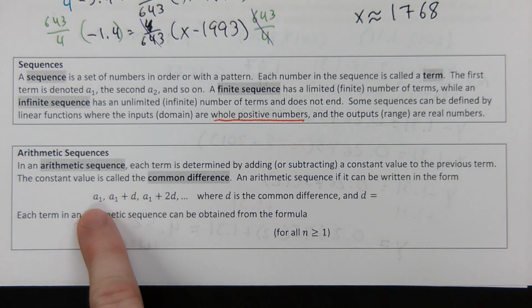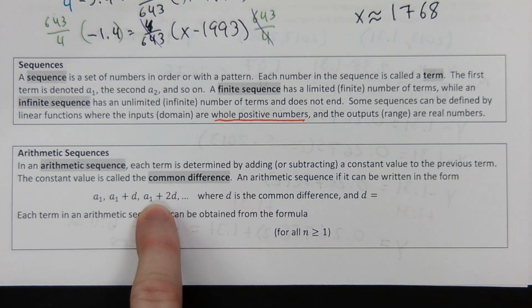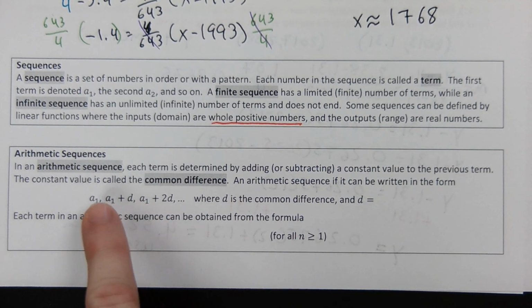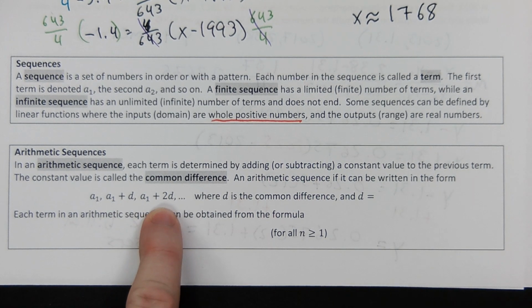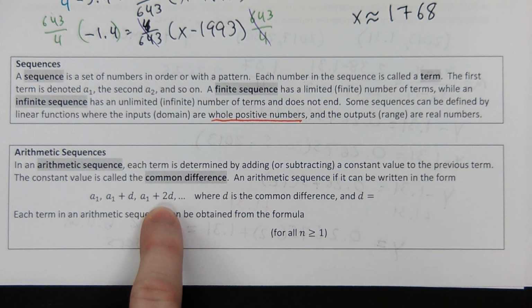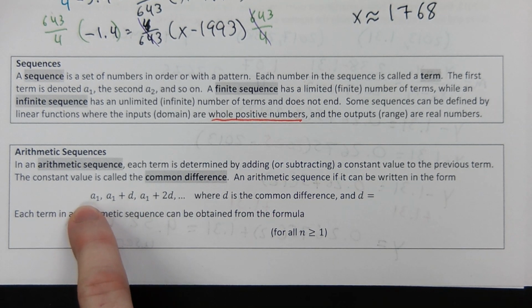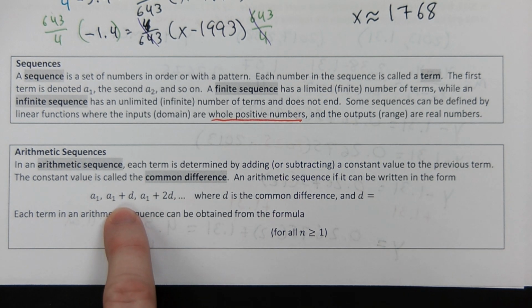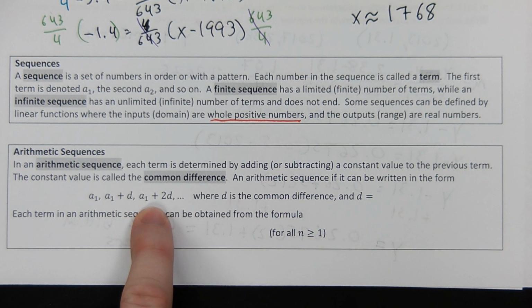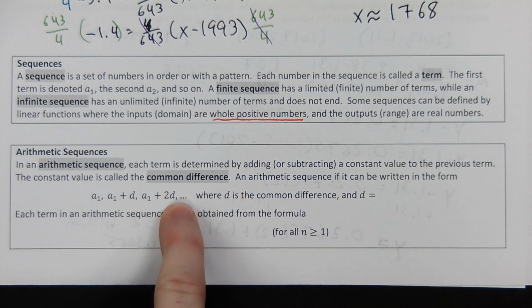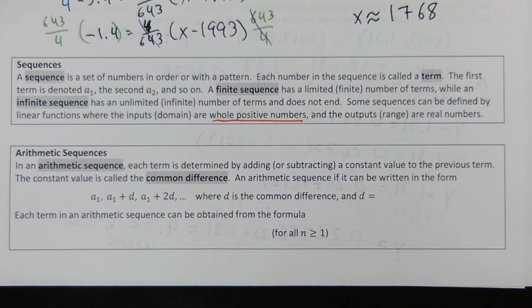So here we have a sequence that's written out, and it is arithmetic. The reason why is because I can see from each term to the next, all that happened is one more common difference was added. The first term, a1. Then the first term plus the common difference. Or the first term plus 2 common differences. The first term plus 3 common differences. So on and so forth.